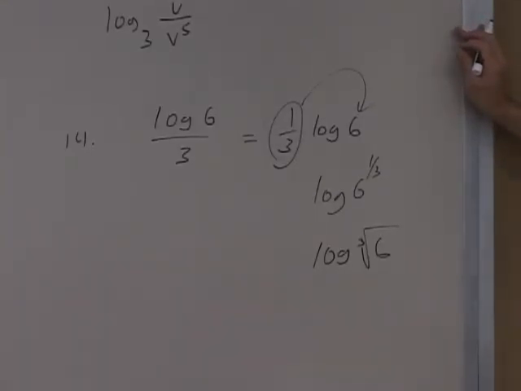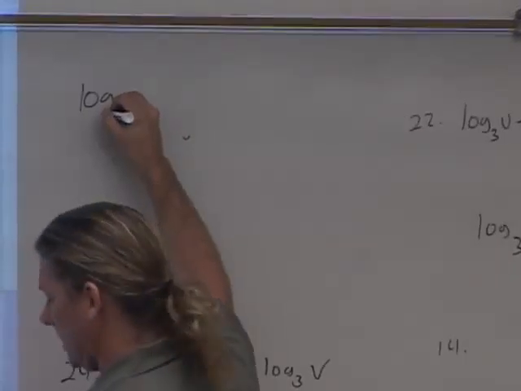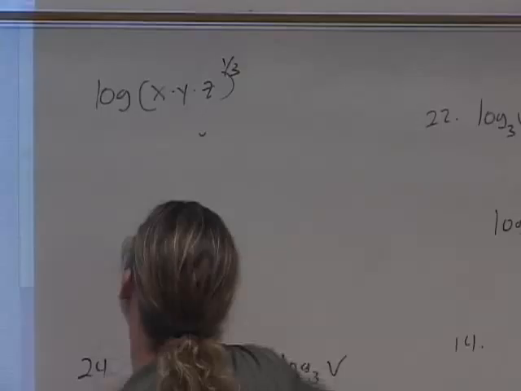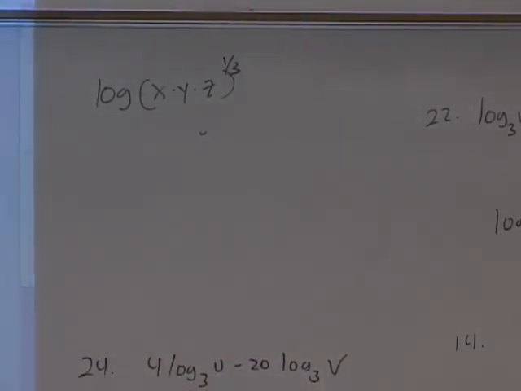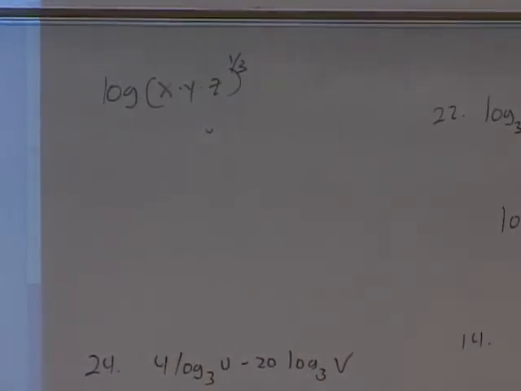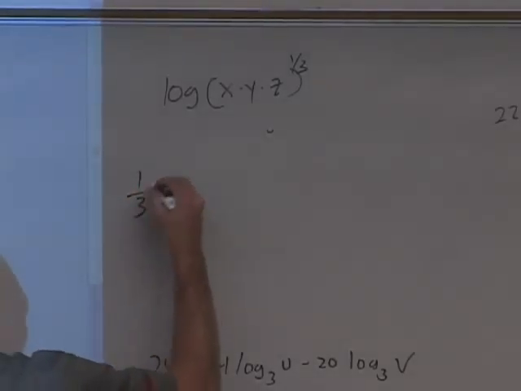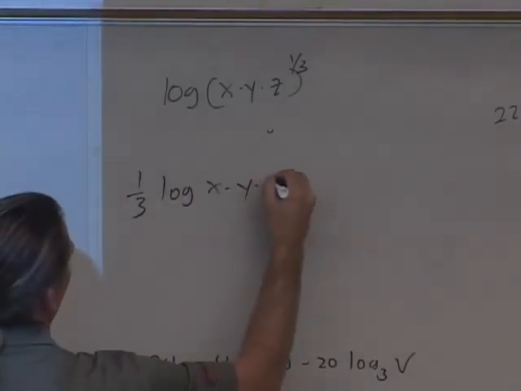Can you do 11? 11 is a good choice. Again, log base 10, and I have x times y times z to the 1/3. I'm taking a shortcut here because it says the cube root, but I just went ahead and raised them all to the 1/3. You okay with that? What does raising it to the 1/3 do? So we're good here, right? The 1/3 goes out front. So this is 1/3 log of x times y times z.